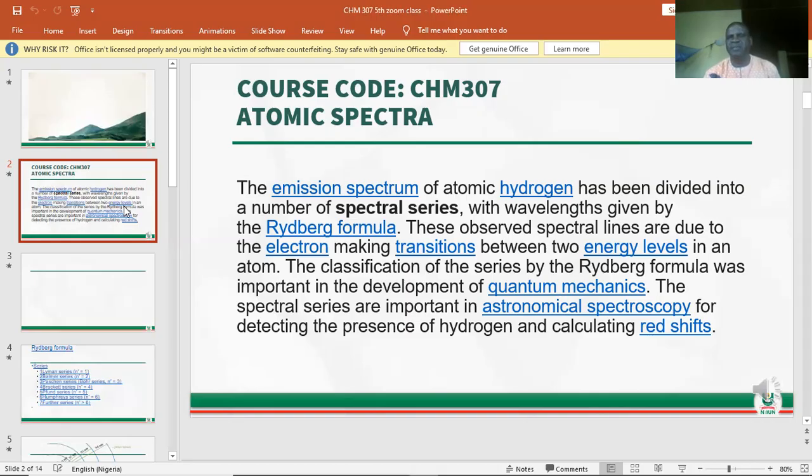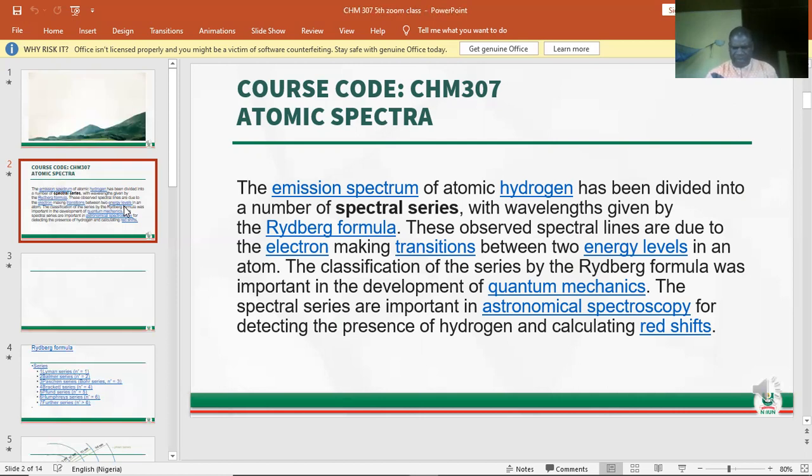Now, the classification of the series by the Rydberg formula was important in the development of quantum mechanics. And the spectral lines or series are important in astronomical spectroscopy for detecting the presence of hydrogen and calculating their red shifts.